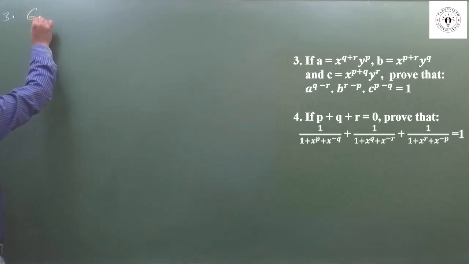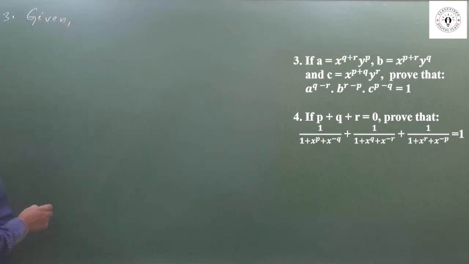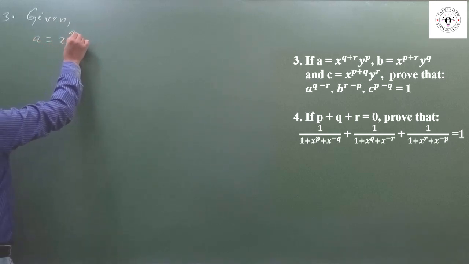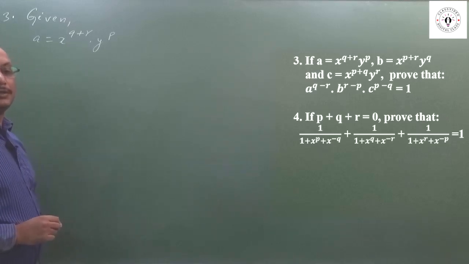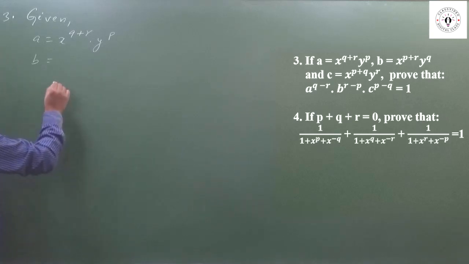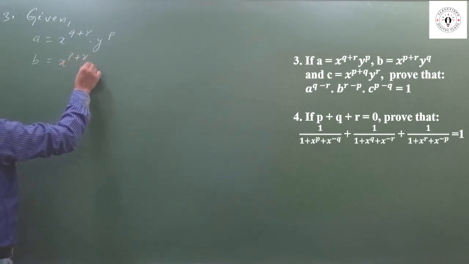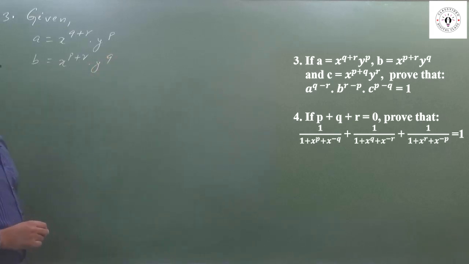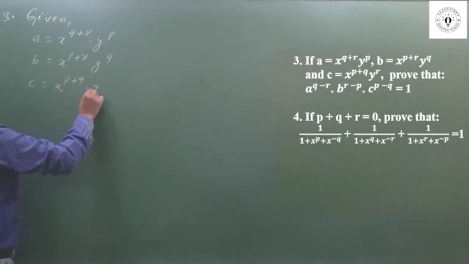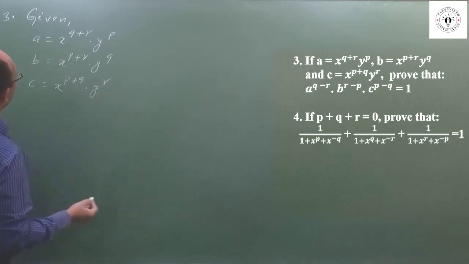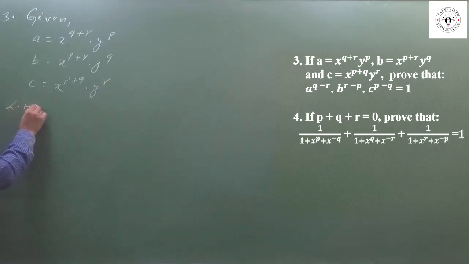So what is the given here? Given here is a equals x to the power q plus r into y to the power p. Similarly, b equals, how much b equals we have? x to the power p plus r into y to the power q. Similarly, c equals x to the power p plus q into y to the power r. These are given.